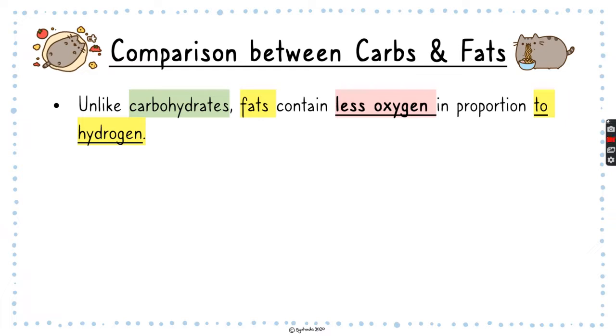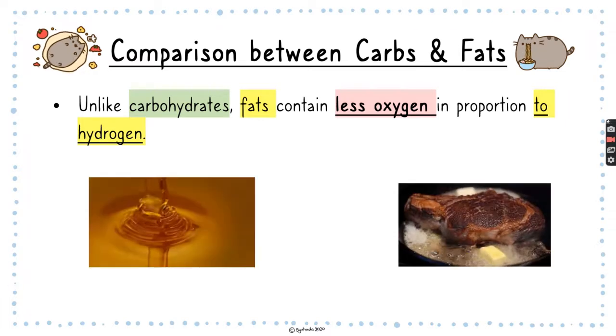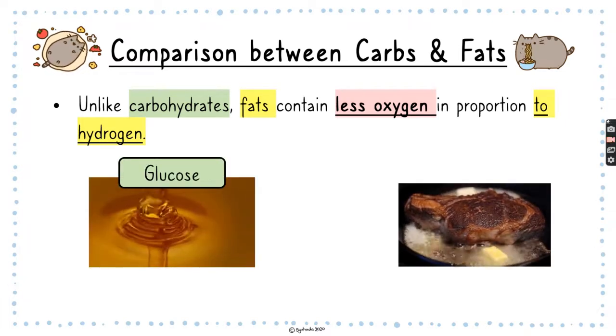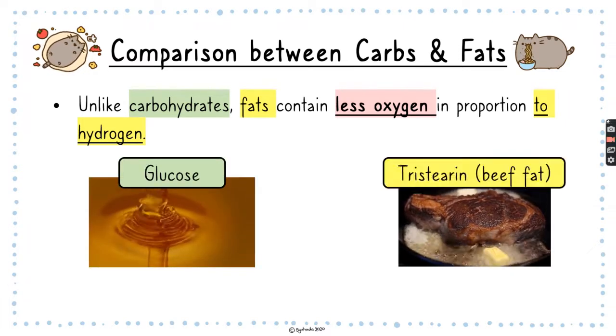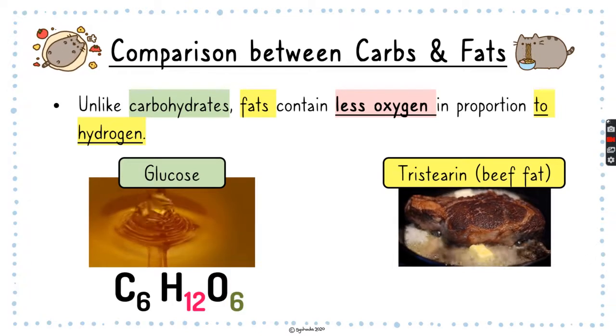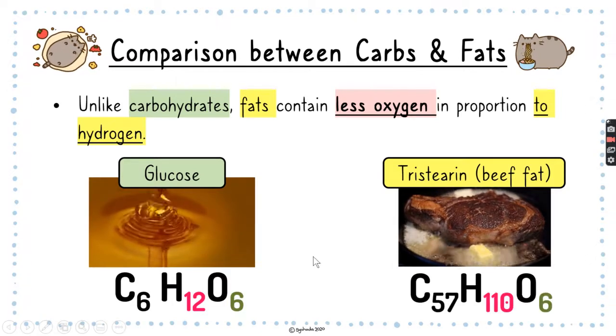So let's compare carbs and fat. So, for example, glucose, that can be found in honey, and triglyceride, which is beef fat. So it contains CHO. It also contains CHO. So these are made of the same type of element. However, you can see here the ratio is 2:1, but here the ratio is actually much bigger. It's more hydrogen compared to oxygen in terms of fat.